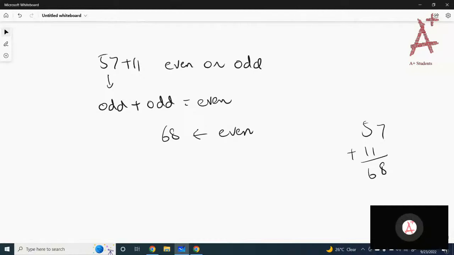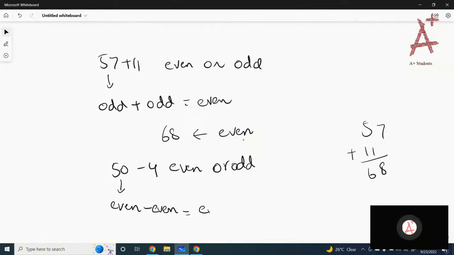Okay, the next one is 50 minus 4, even or odd? Okay, what about 50? Is 50 even or odd? It is even. And subtract 4. What about 4? Is it even or odd? It is even. So you are subtracting two even numbers. Their answer must be even. You can check by subtracting. 50 minus 4 is 46 and 46 is an even number. Got it? Okay.